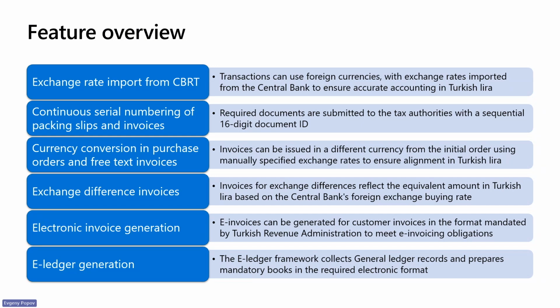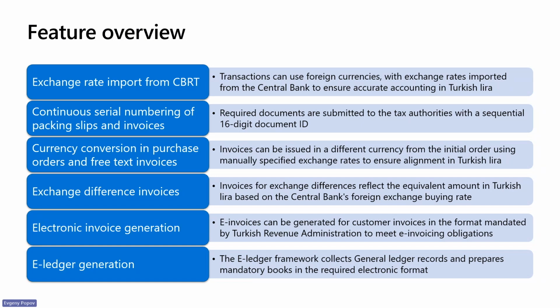Next feature is serial numbering for invoices and packing slips. Companies that are subject to electronic invoice requirements must submit all required documents such as customer packing slips, customer invoices, return packing slips, and return invoices for purchases to tax authorities. These documents must include a 16-digit document ID, which consists of a 3-digit prefix, a 4-digit year number, and a 9-digit serial number. So all documents posted in the system for vendors or customers must contain this 16-digit document ID.